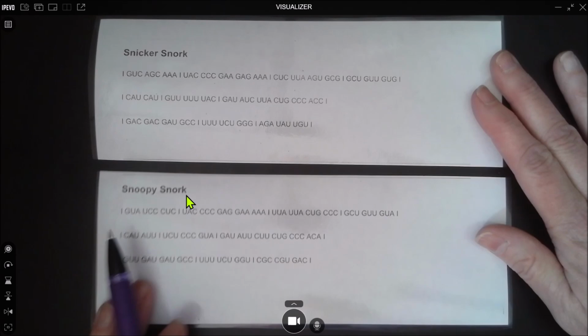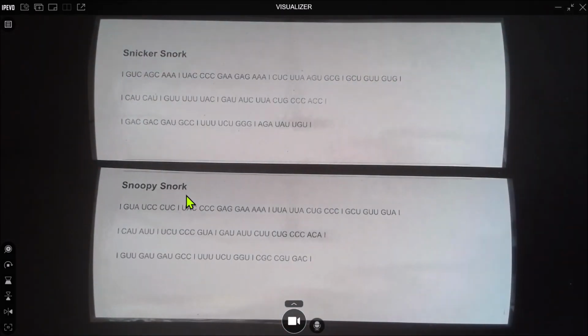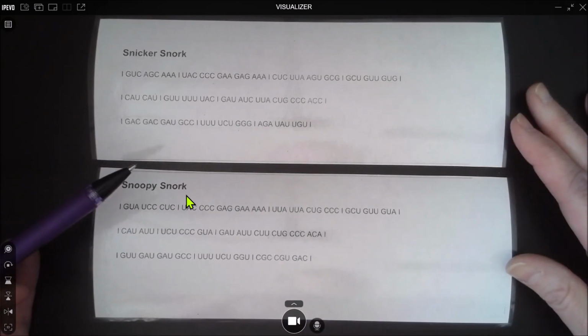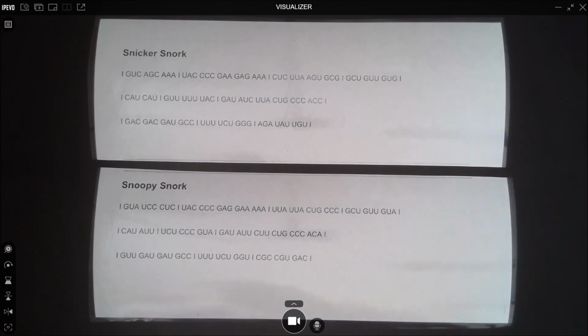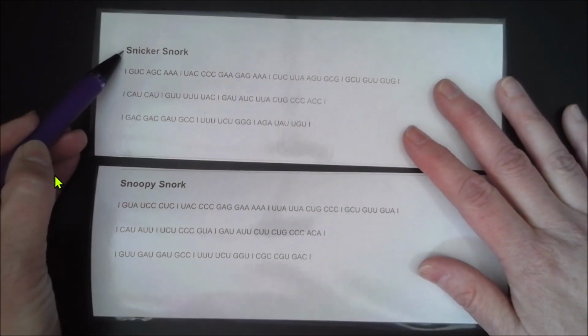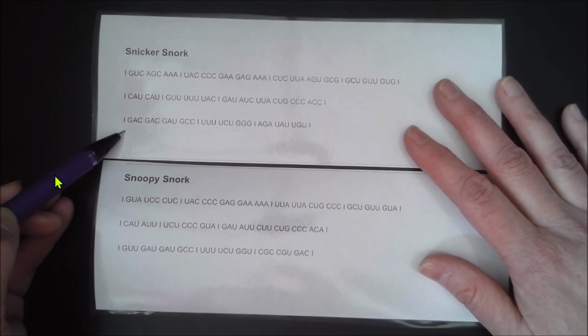After you get your Snork, make sure you write it down on a piece of paper, okay? Make sure that you get it written down because you may have to work on it more than one day. So you want to write it down so you don't lose what Snork you're doing. I would probably write the name of the Snork and then write down my RNA.